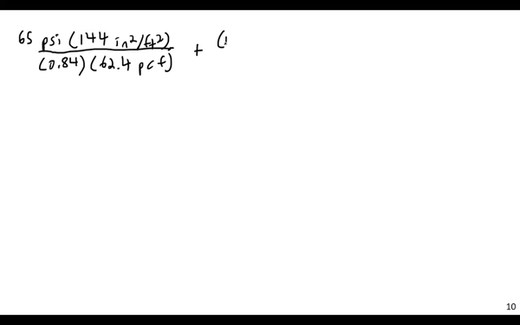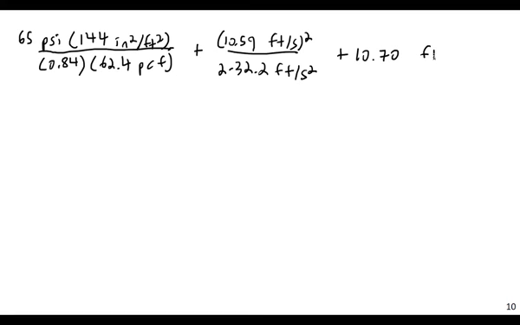Plus 10.59 feet per second, squared, divided by 2 times 32.2 feet per second squared. That is the acceleration due to gravity in English units. Plus 10.70 feet. That's the height of the original point 1. And this is then going to equal P2 divided by 0.84 times, again, 32.2. So again, this is our unknown.